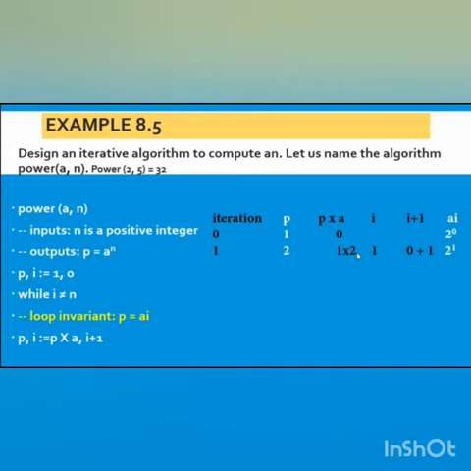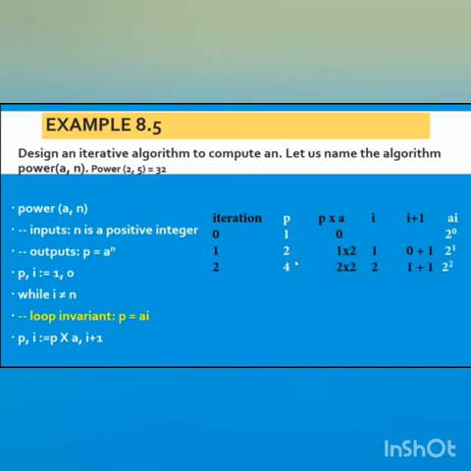Then we have to check the loop invariant: p is equal to a power i. Here the p value is 2, and the a power i value, that is 2 power 1, is 2. So both values are the same here. 2 is equal to 2. Then the loop invariant is true.